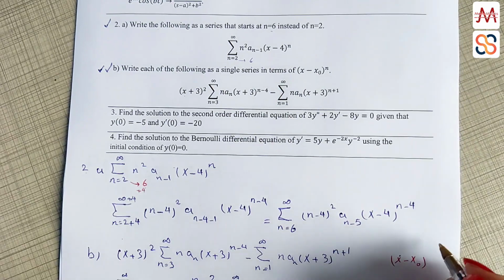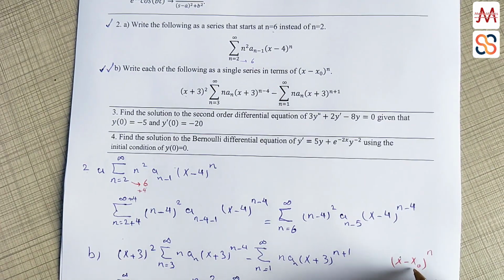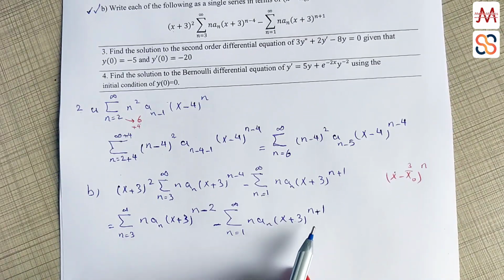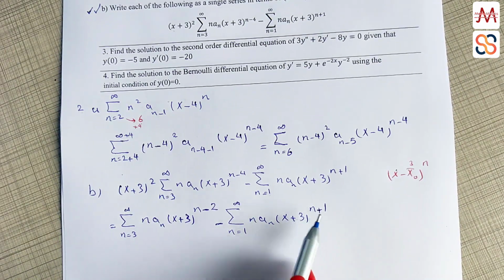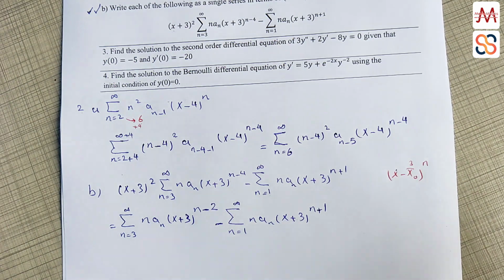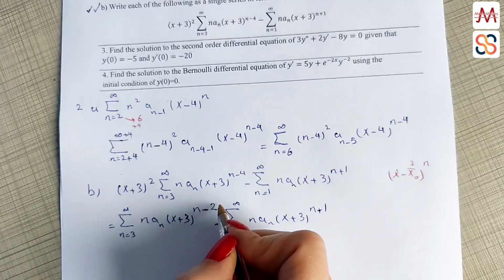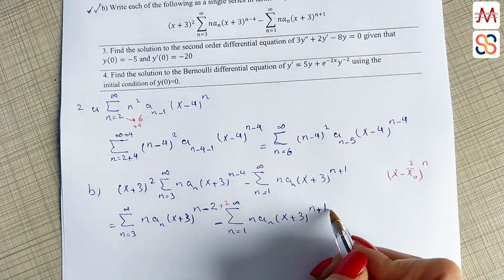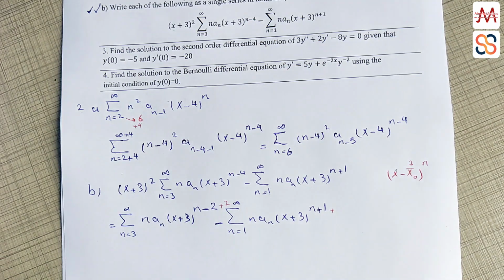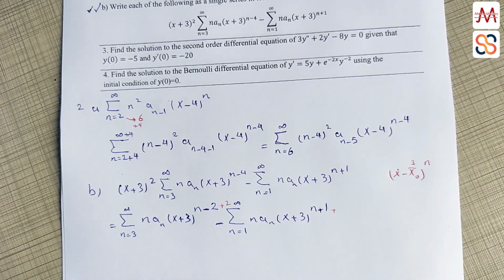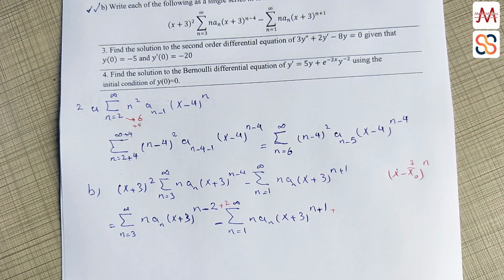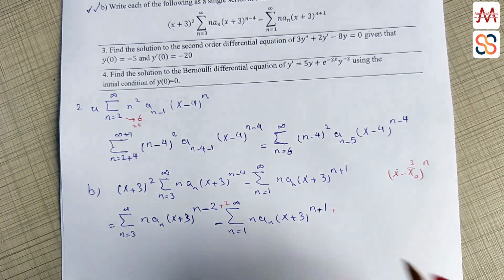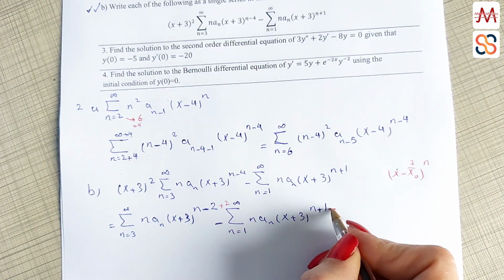The more important part of our work will be to get the two series prepared for the subtraction. It means that they will need to start at the same value of n and they will need the same exponent of the x minus x0. The exponent on the first series needs to go up by 2, so we'll shift the first series down by 2. On the second series, we'll need to shift up by 1 to get the exponent to move down by 1.